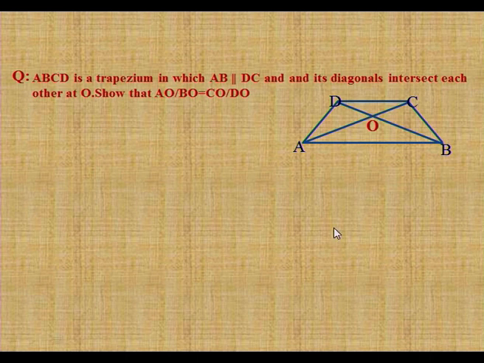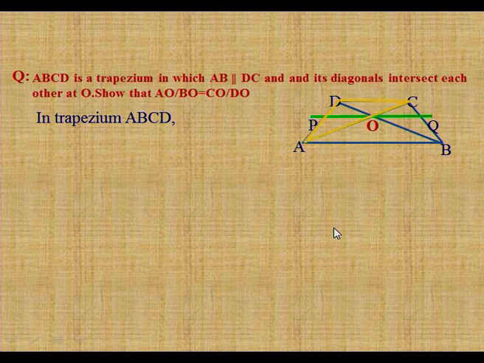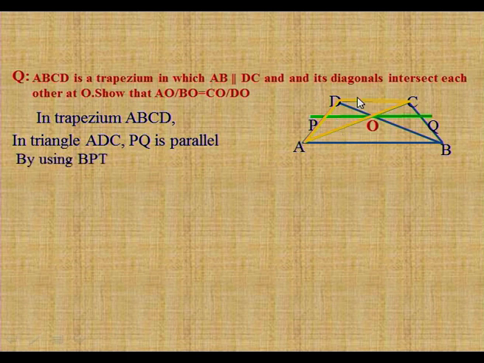Now, very simple, in trapezium ABCD, draw a line PQ parallel to DC as well as AB. Then what happens? Consider this triangle now. What is to be considered? ADC. Now, in triangle ADC, PQ is parallel to DC, and using the basic proportionality theorem, what can we write? DP by PA is equal to OC by OA. Now, I am writing the same: DP by PA is equal to CO by AO.